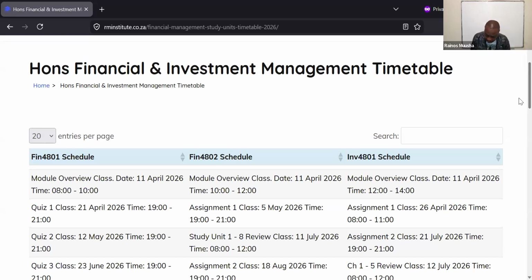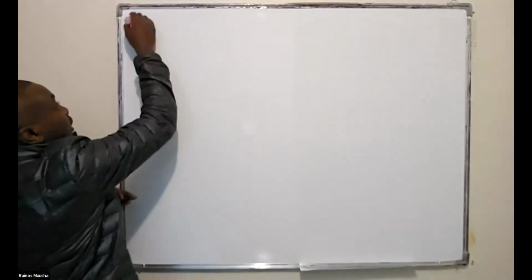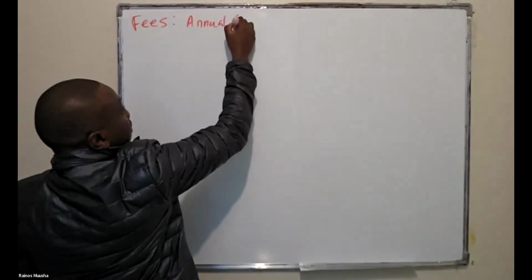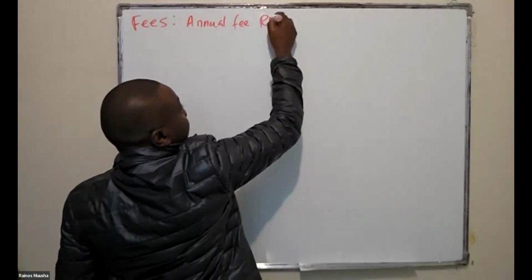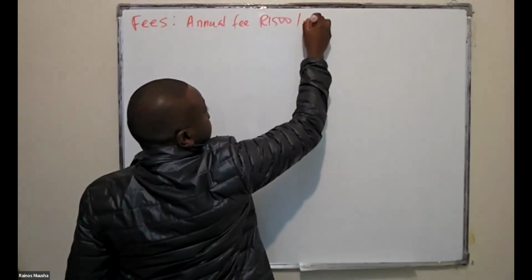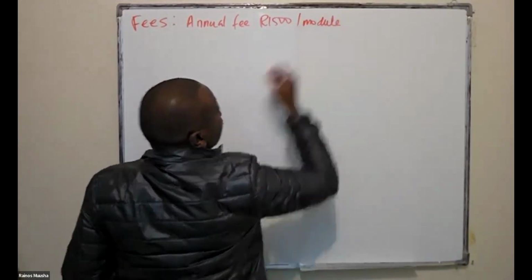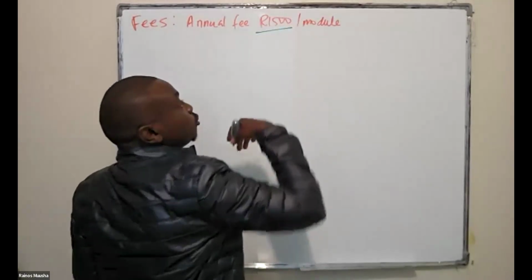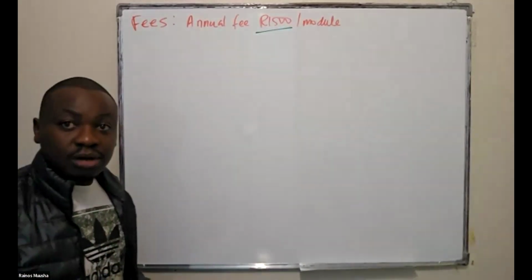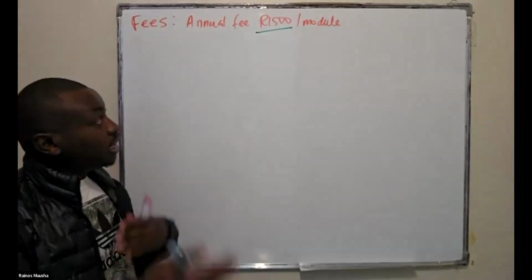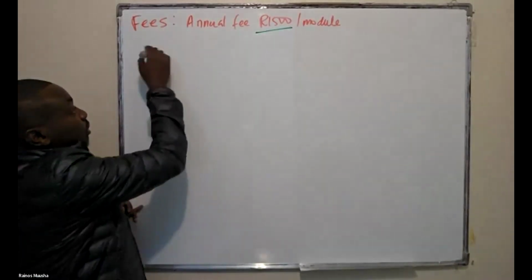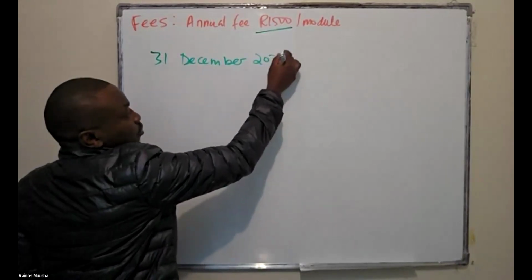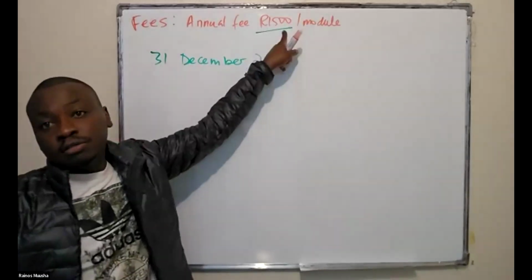So please note that when it comes to our fees, we charge an annual fee of 1,500 per module. And this annual fee, you can break down into monthly installments, as long as you ensure that by 31 December this year, you've settled your fees.